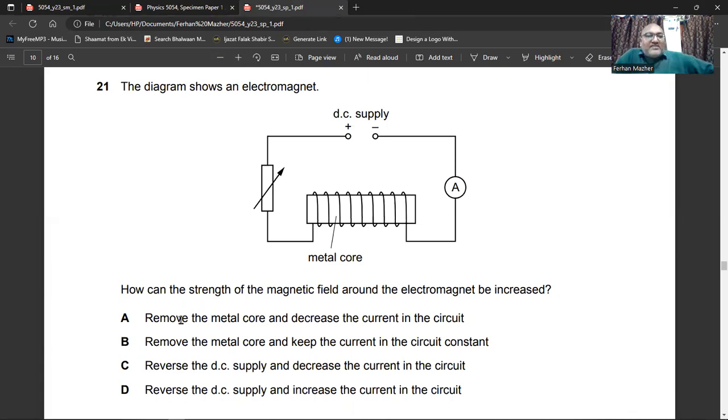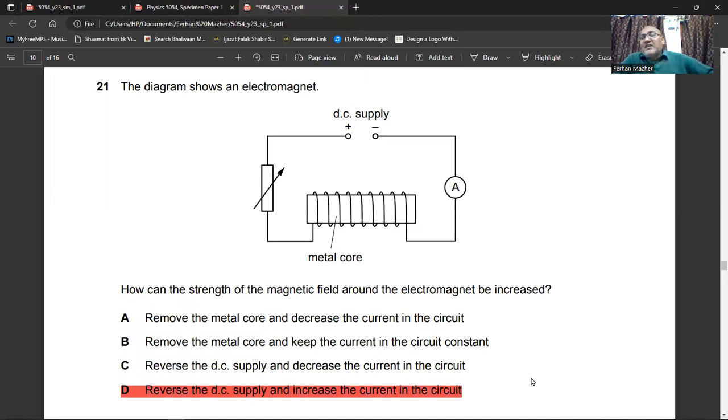So he says remove the metal core and decrease the current. No, both these things will decrease the electromagnet strength. Remove the metal core and keep the current in the circuit constant. No, by removing the metal core, the magnet will become weaker. Reverse the DC supply and decrease the current in the circuit. Decreasing the current will decrease the strength of the magnet. Reverse the DC supply and increase the current in the circuit. Yes, this is the answer.